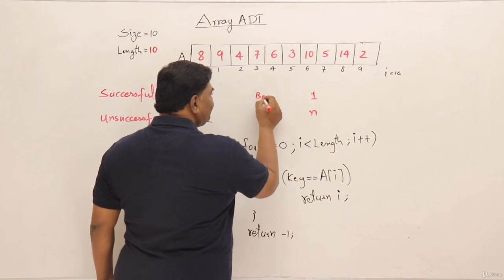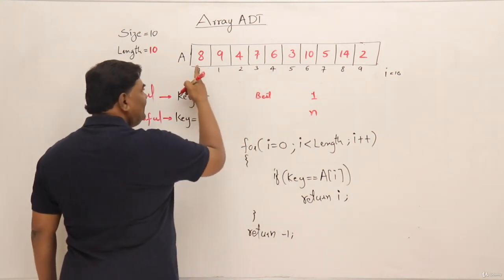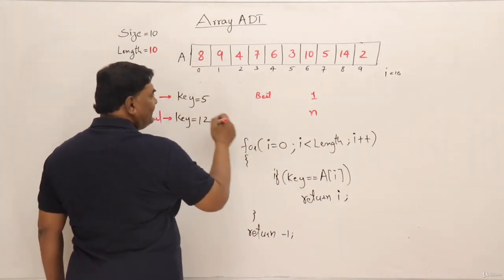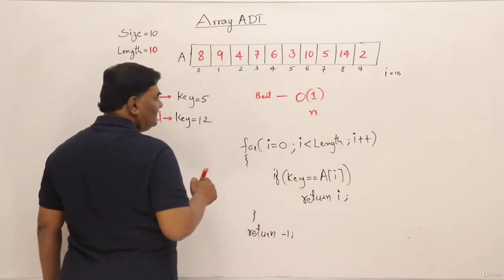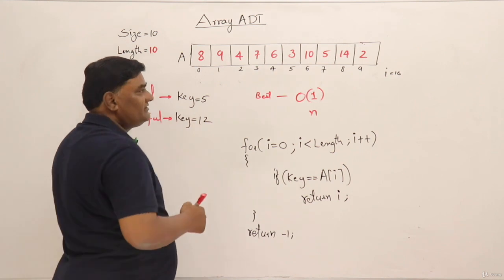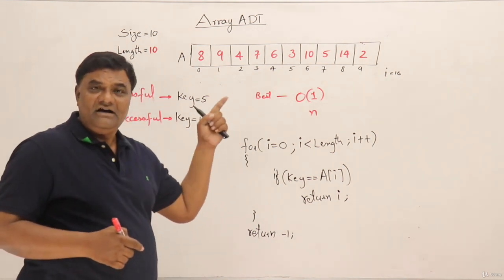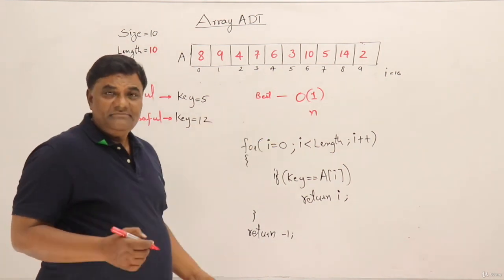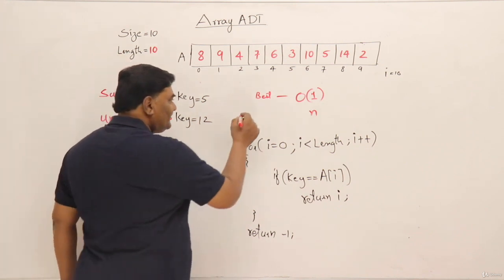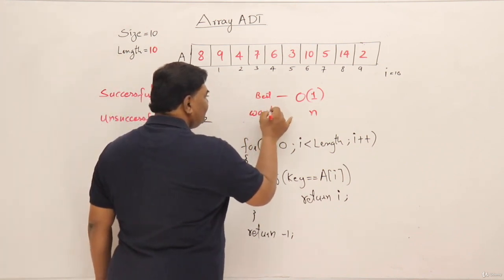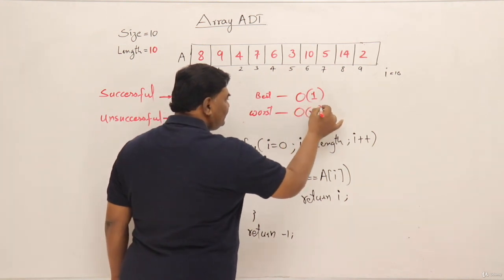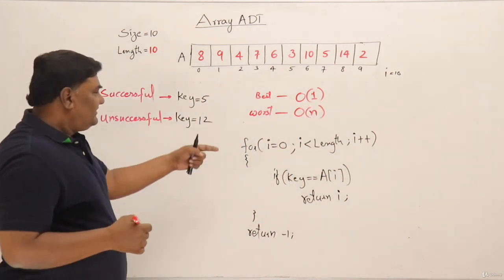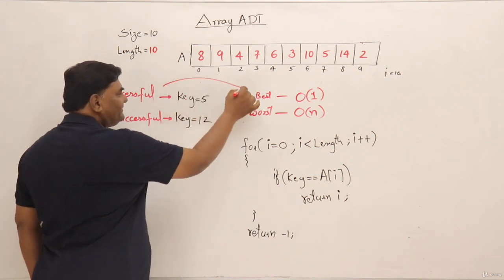The best case is that the element we are searching for is found at the first place, and the time is order of 1. Best case time is 1. And the worst case is if you are searching for an element which is present at the last index, and the time is order of n. So the time taken for the worst case is order of n. This is the case of successful search.